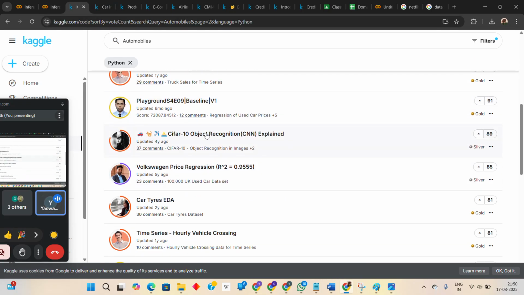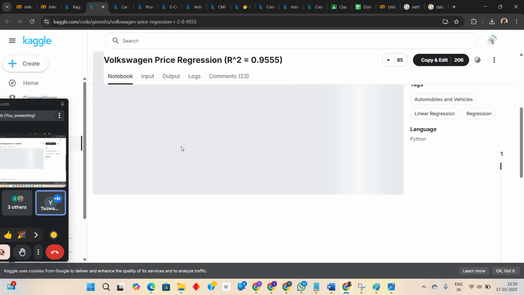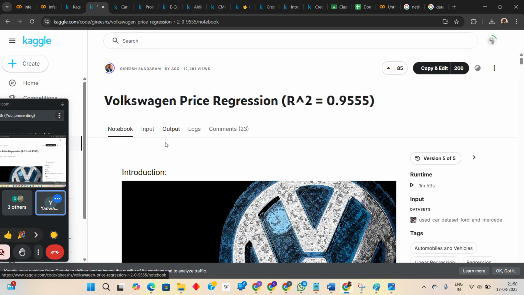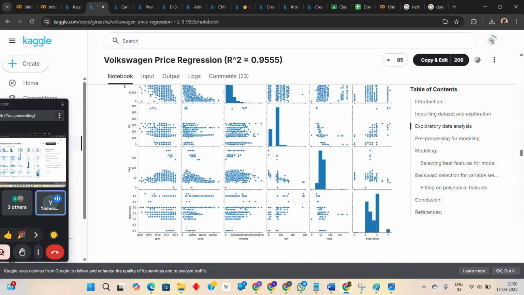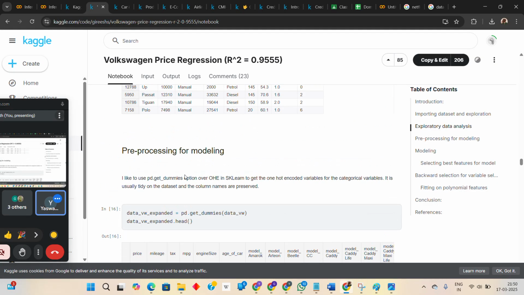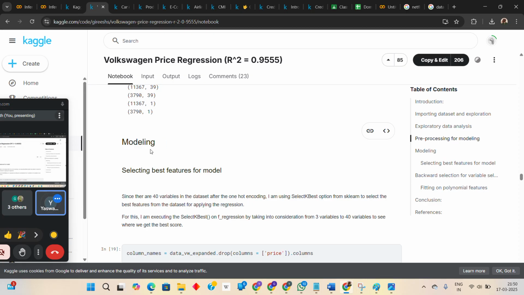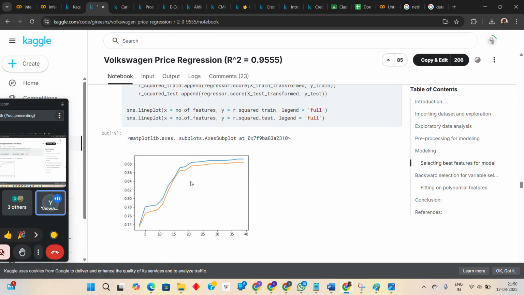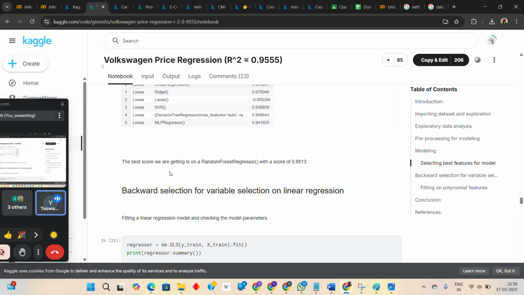Here, maybe if there is any prediction, object recognition, CNN, price regression, maybe in this Kaggle file, you can see, oops, these people are restricted. No, not restricted. I would like to show you pre-processing. These are all pre-processing, and then it says modeling. You can see data modeling. Okay, so selecting the best features, applying machine learning. This is all machine learning, and this is model evaluation.